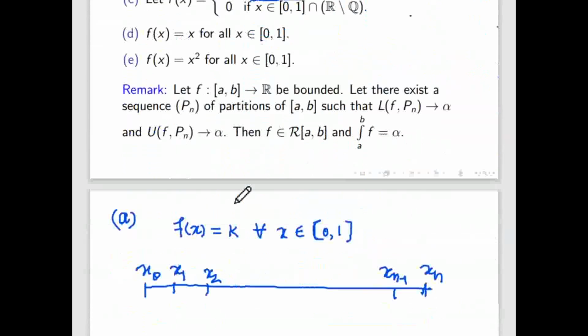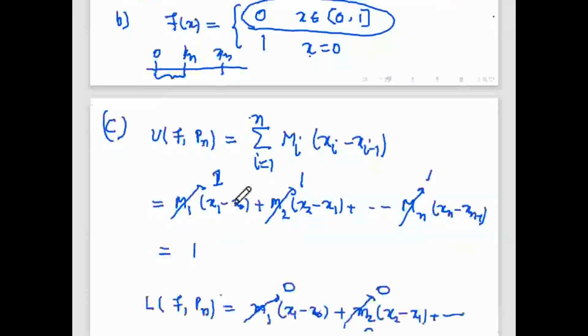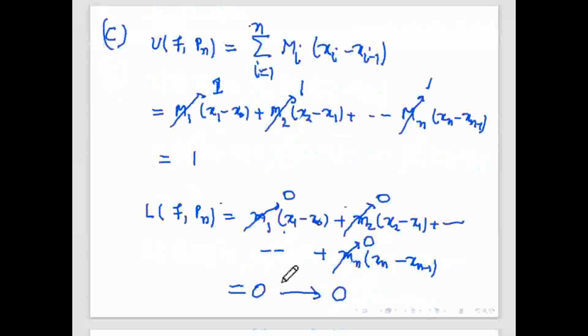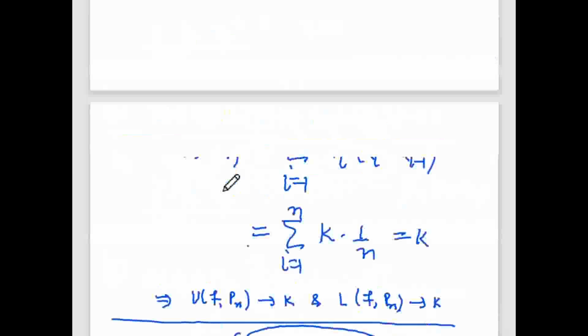If you put supremum 1 in each interval, like M1, M2, all are 1, and the length is 1 by n, if you add you will get 1, but the lower sum you will get 0. Both are not equal as n tends to infinity. And this is true for whatever partition you take: the upper is always 1 and the lower is always 0, because whatever the length is, it will always give 0 only. But the upper is non-zero. So this function is not integrable. That means we cannot integrate this function.